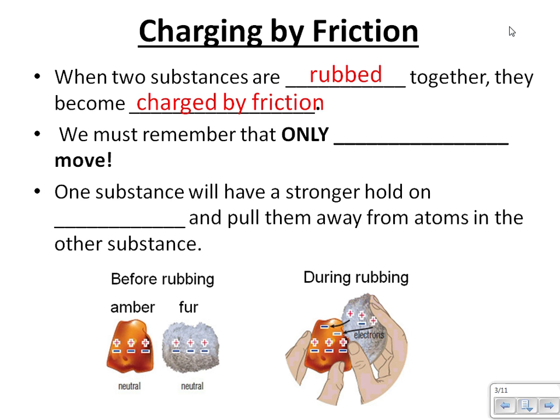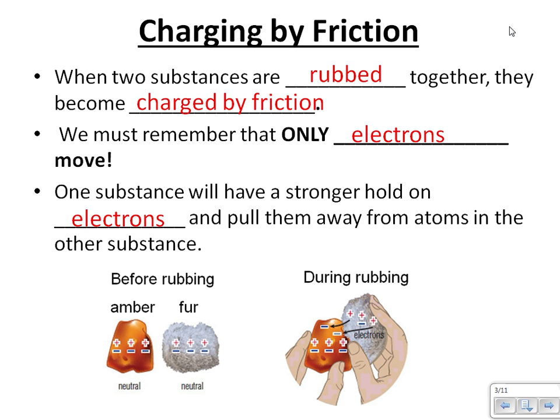Remember what I said in the last video, though? We must remember that only electrons can move. Protons and neutrons never move. So if during this rubbing one substance is going to get charged, it's getting charged because the electrons are transferring from one object to another. So one object will have a stronger hold on electrons and pull them away from atoms in the other substance.